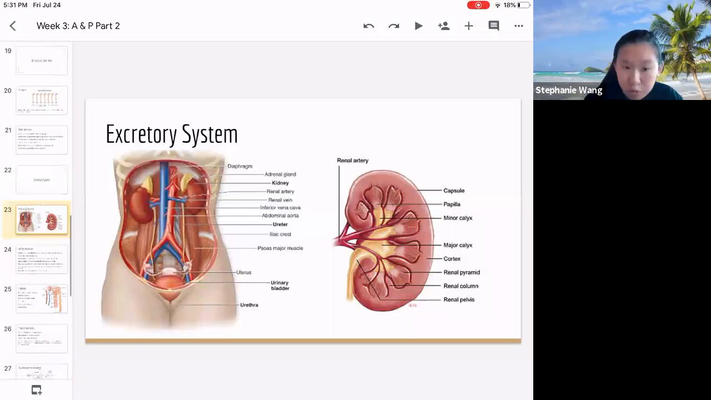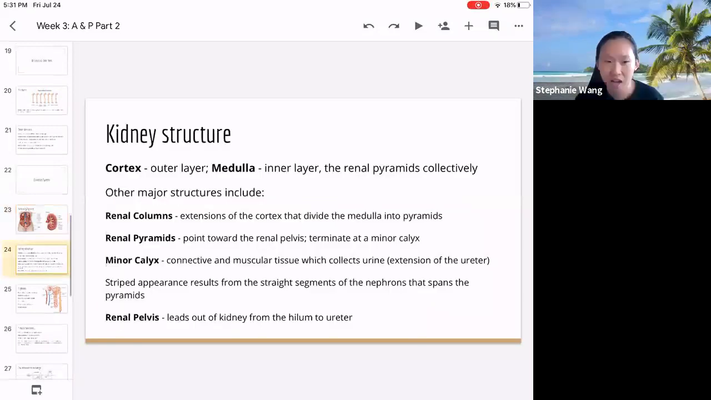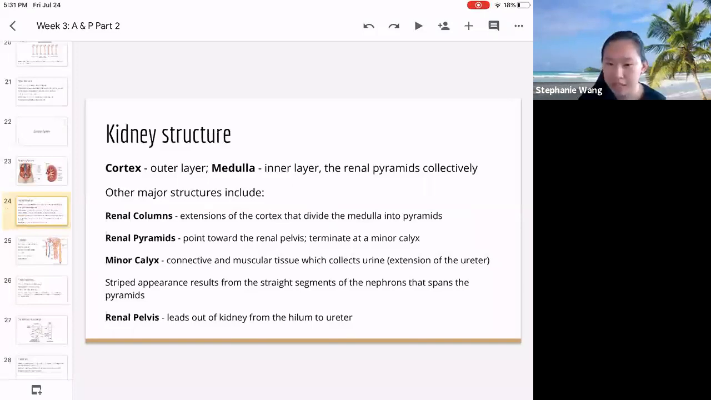Someone is asking if I'm allowed to talk about the reproduction system. I mean, I'm talking about the endocrine system today, which has a little bit about the reproduction system, but not much, so don't worry.